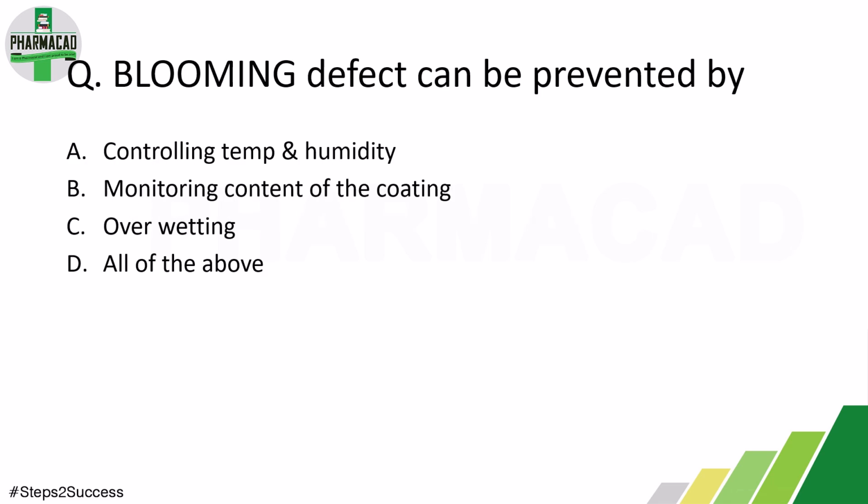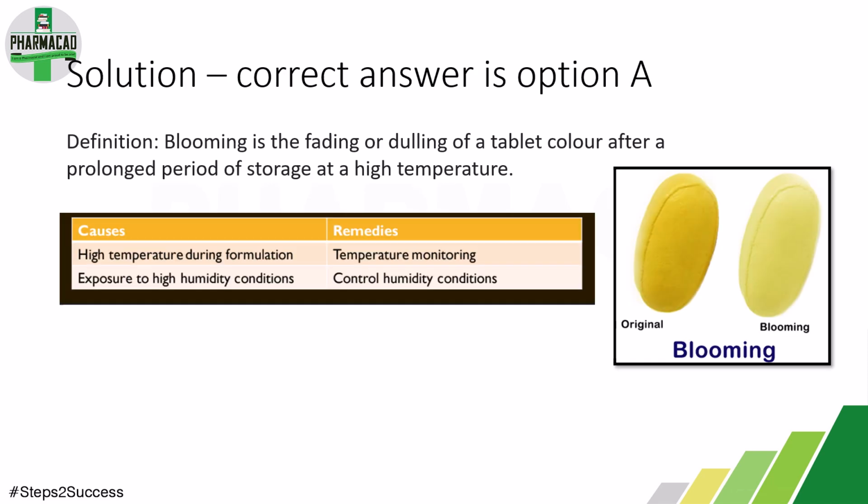Blooming defect can be prevented by option A, controlling the temperature and humidity. Option B, monitoring the content of the coating. Option C, overwetting. Option D, all of the above. The correct answer is option A, controlling the temperature and humidity. So let's understand what is the blooming effect.